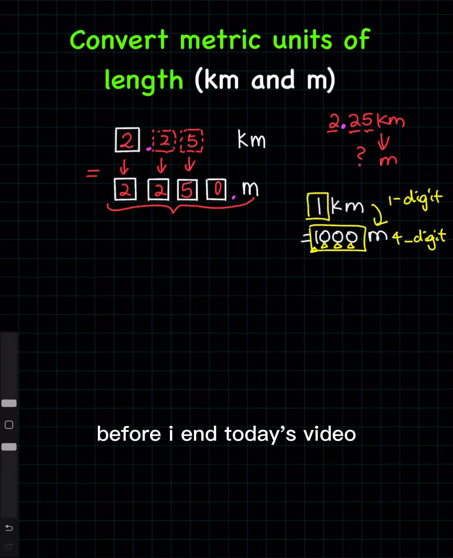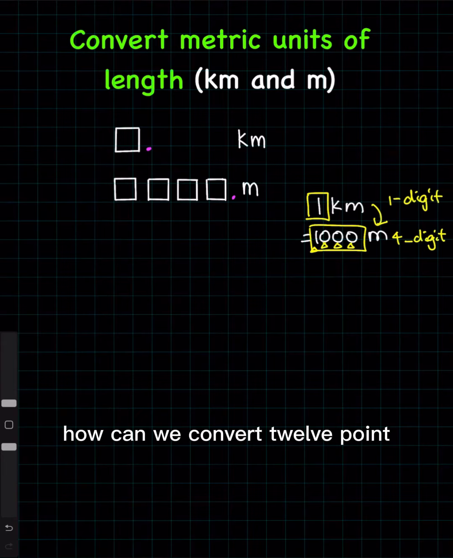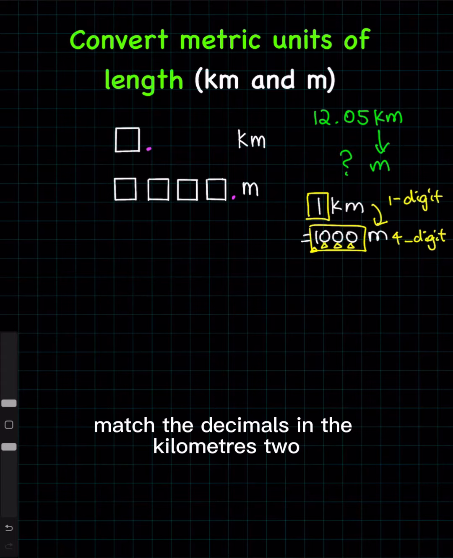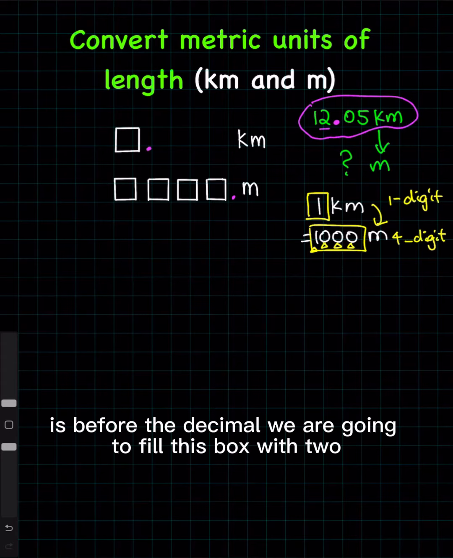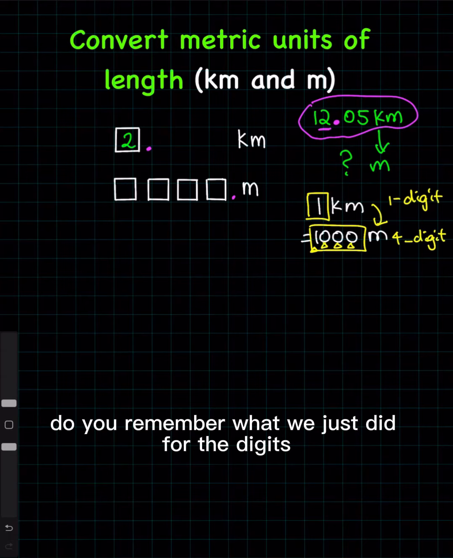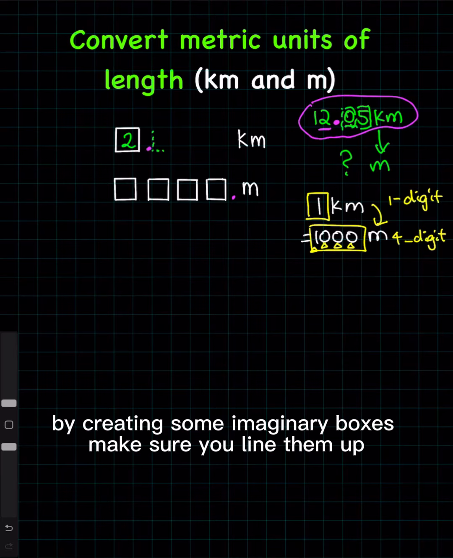Before I end today's video, there is another one for you to check out. How can we convert 12.05 kilometers into meters? The first thing you do is match the decimals. In the kilometers, 2 is before the decimal. We're going to fill this box with 2. And for the rest of the digits, do you remember what we just did? For the digits after the decimal point, match them up by creating some imaginary boxes.